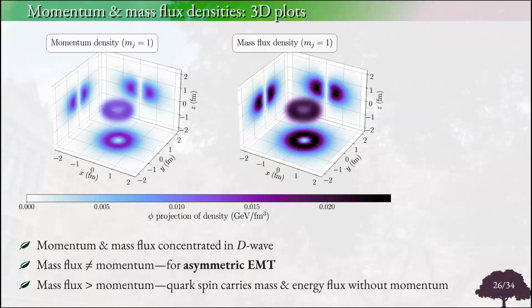Now here, this is for the MJ equals 1 case, and it's shaped like a donut, which seems to contradict the dumbbell-like shape of the MJ equals 1 mass density, but the mass flux and momentum are concentrated in the D wave, and the D wave contribution to MJ equals 1 is a donut shape. The S wave does not contribute to this. So depending on what quantity you look at the distribution of, you can see a different shape. That's something that's important to bear in mind when you're looking at hadronic structure.